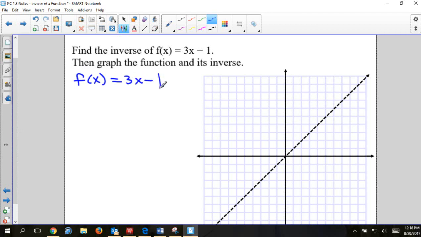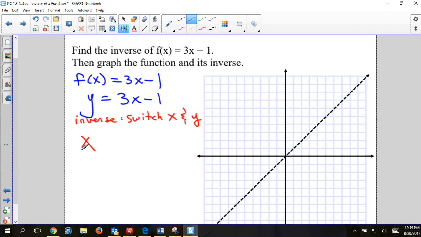So we're going to algebraically find the inverse. Here are your steps. First thing we're going to do is f of x. It's the same thing as what? Y. So the first thing I'm going to do is make it y equals 3x minus 1. So you just change f of x into y. And then to find the inverse, we're going to switch x and y. That's how you find the inverse. So now I have x equals 3y minus 1. Boom, that's the inverse.